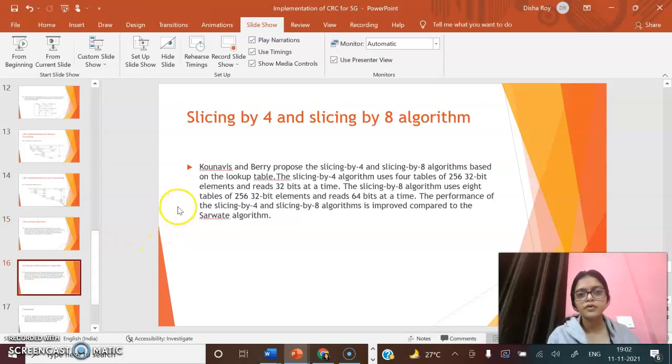Okay, so slicing by 4 and slicing by 8 algorithms. Kounavis and Berry proposed the slicing by 4 and slicing by 8 algorithms based on the lookup table. The slicing by 4 algorithm uses 4 tables of 256 32-bit elements and reads 32 bits at a time. The slicing by 8 algorithm uses 8 tables of 256 32-bit elements and reads 64 bits at a time. So the performance of the slicing by 4 and slicing by 8 algorithms is improved compared to the Sarwate algorithm.